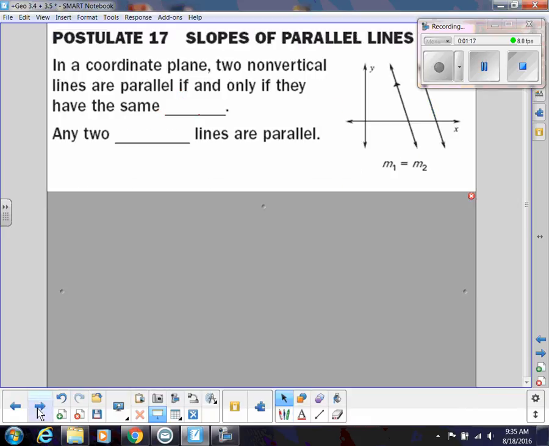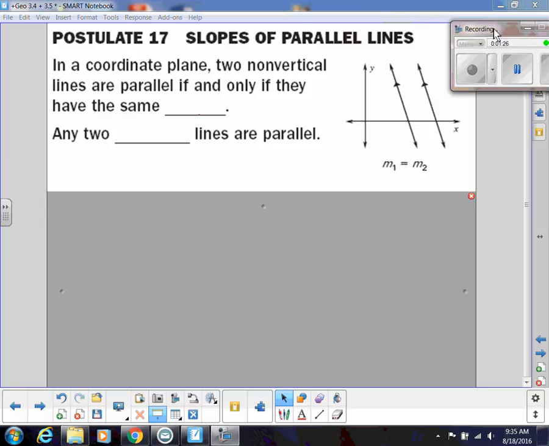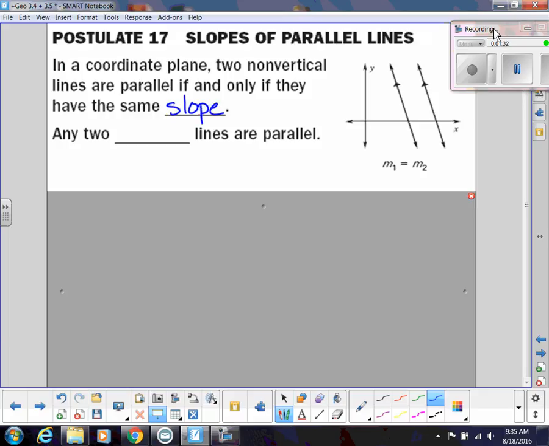And parallel lines, hopefully this is a review, but if not, take notes on it. Parallel lines have the same slope. And since vertical lines have an undefined slope, we also know that any two vertical lines are parallel. I think you know that.